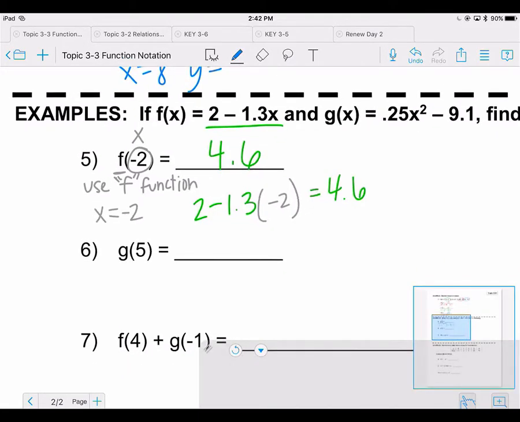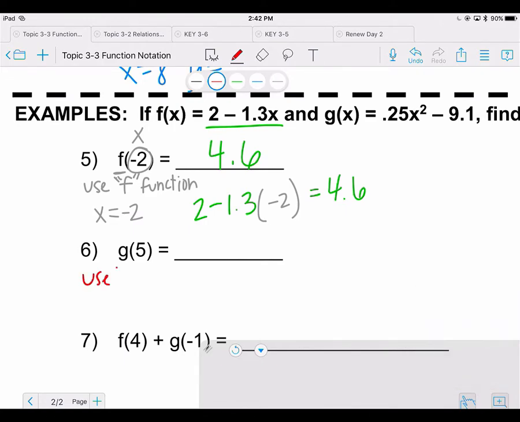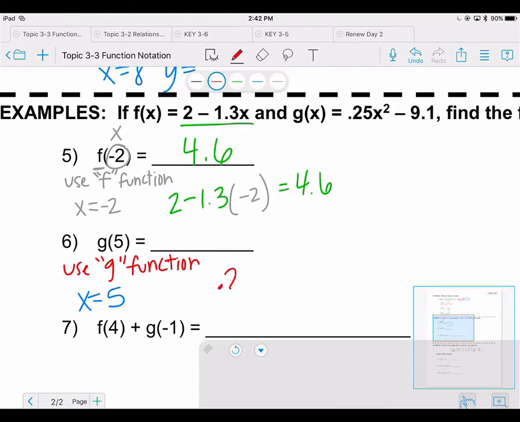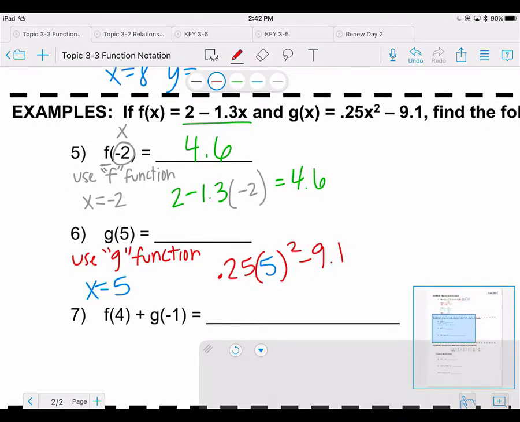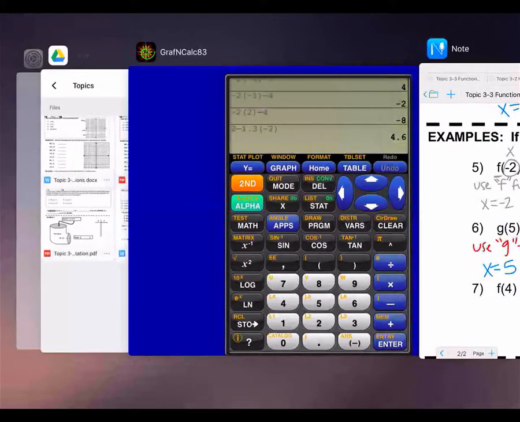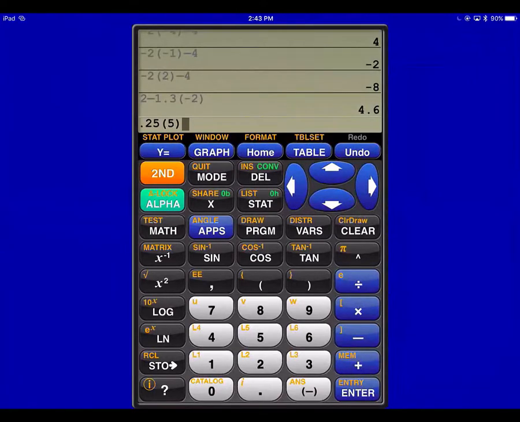Problem 6 wants me to use the g function when x equals 5. So my g function is 0.25x squared minus 9.1. So you see I simply took that x and replaced it with 5, and I'm using the g function, not the f function. So in my calculator, 0.25 times 5 squared minus 9.1 is negative 2.85.